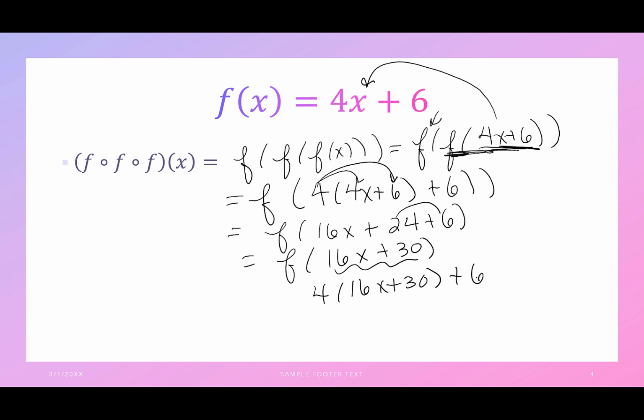And then you're going to add 6. So it's just repeating now. When you do a composition of a composition, it just means repeat the process. Multiply by 4, add 6. Then whatever you get, multiply by 4, add 6. If you want to, multiply this out.